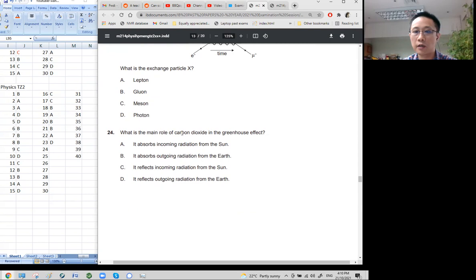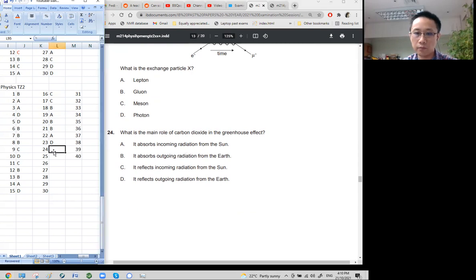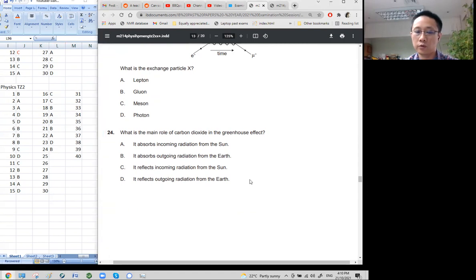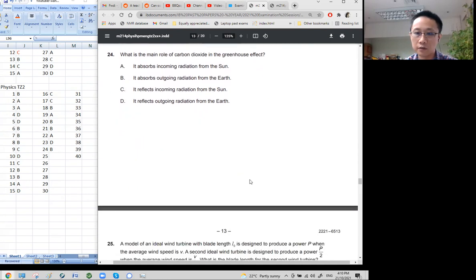What's the main role of carbon dioxide in the greenhouse effect? It absorbs outgoing radiation from the Earth mostly. And that's just a matter of knowing your greenhouse effect facts.